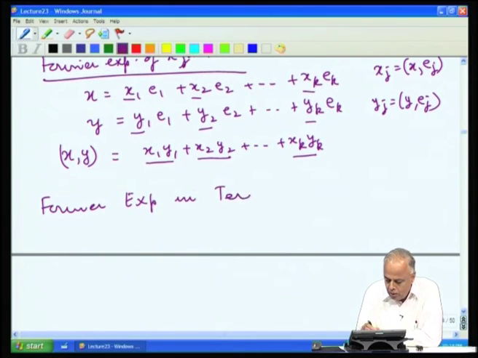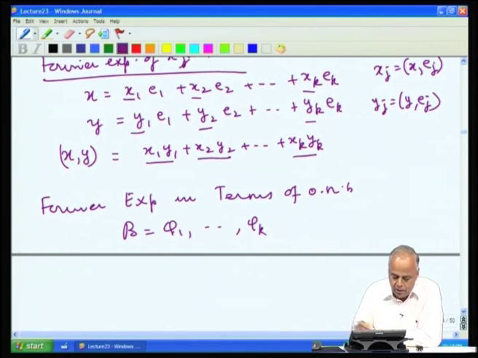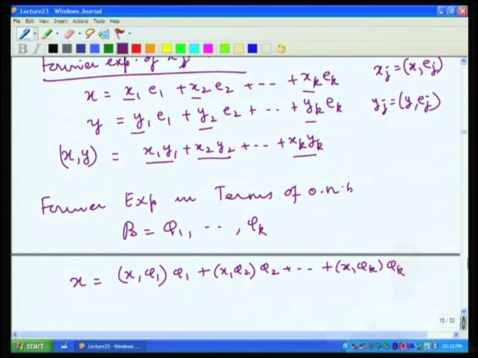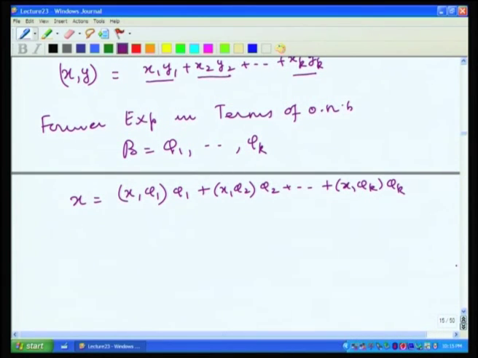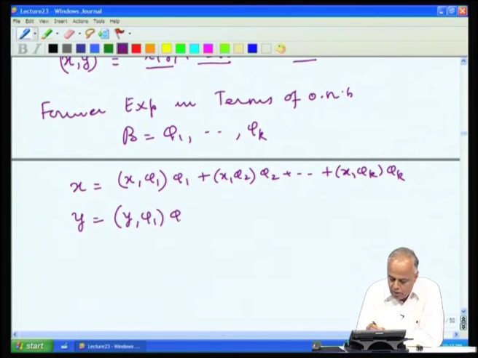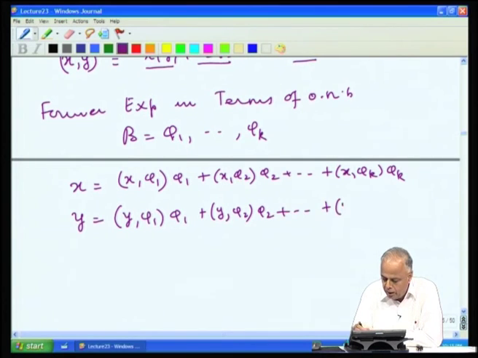Now, let us look at the Fourier expansion in terms of a general ordered orthonormal basis phi 1, phi 2, phi k. Then we have x is equal to the inner product of x and phi 1 times phi 1, plus the inner product of x and phi 2 times phi 2, and so on, up to the inner product of x and phi k times phi k. This is the Fourier expansion we obtained: for any vector, the coefficients are simply the dot products of x with those vectors. Similarly, y is the inner product of y and phi 1 times phi 1 plus the inner product of y and phi 2 times phi 2, and so on, up to the inner product of y and phi k times phi k.